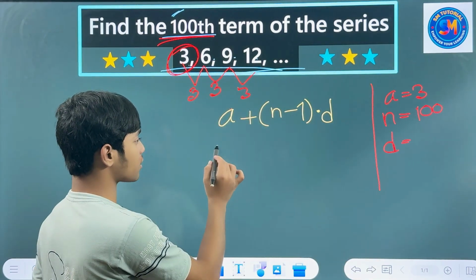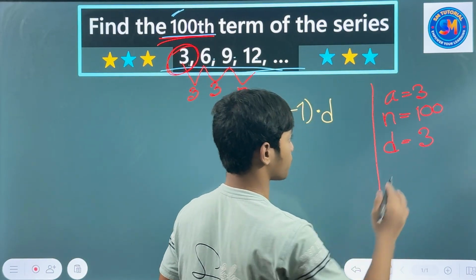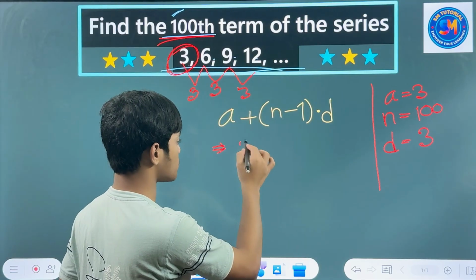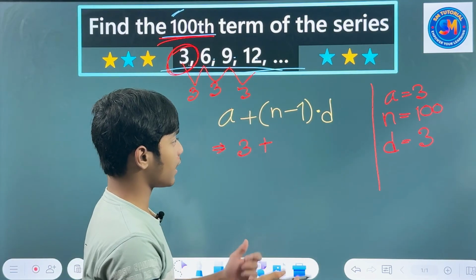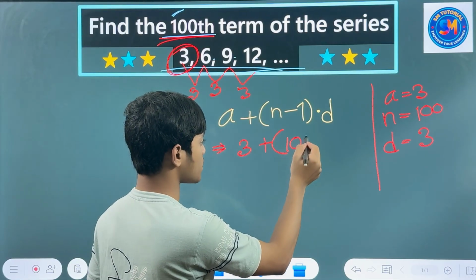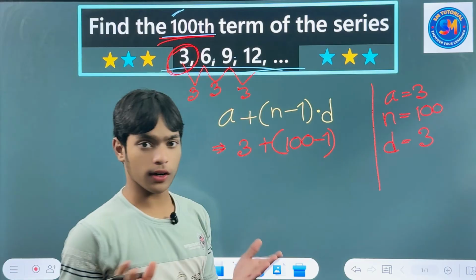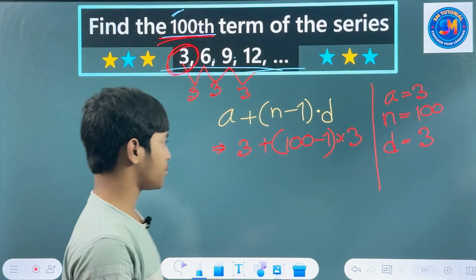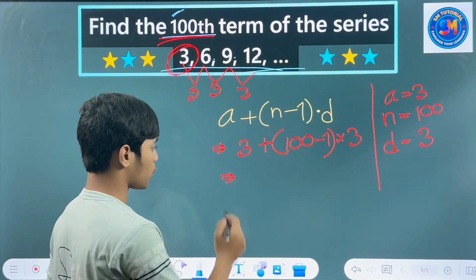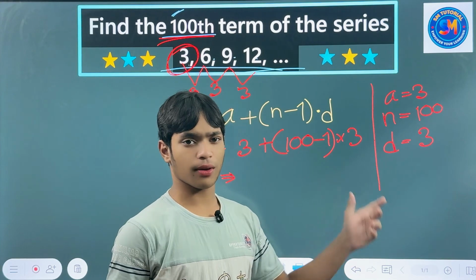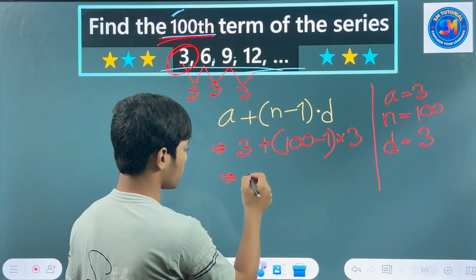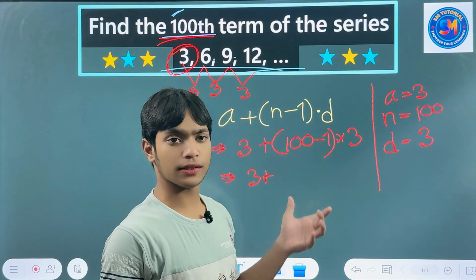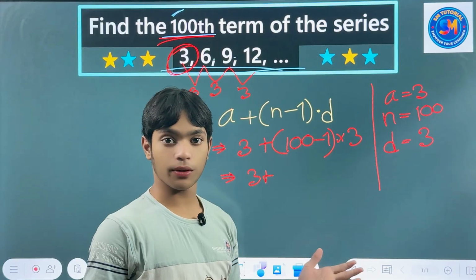Then come here, our difference is 3. Look here, our a is 3, plus n minus 1, that means 100 minus 1. What is d? d is the difference, which is 3. And you can put a multiply sign here. Then we can subtract this and multiply this very easily. 3 plus, if you subtract this you will get 99, and 99 into 3, what will be the result?